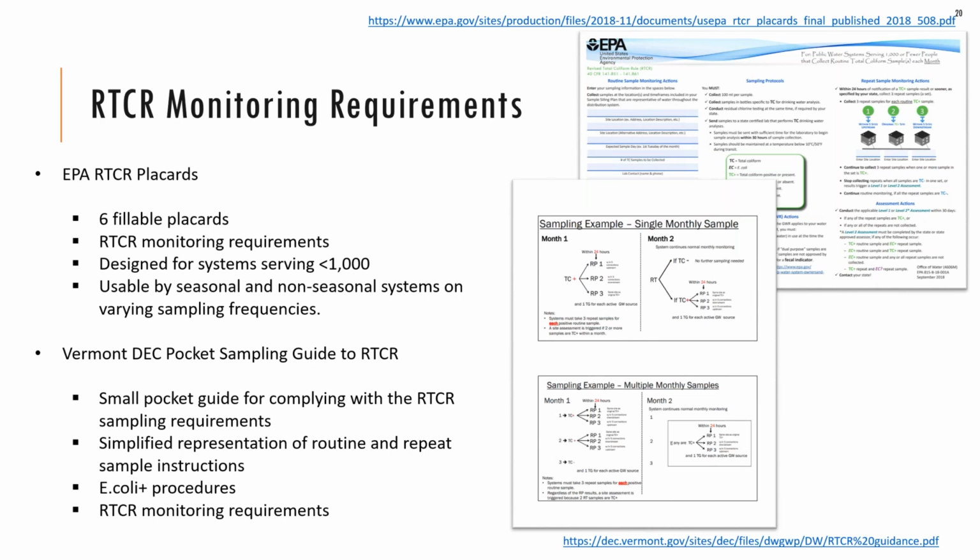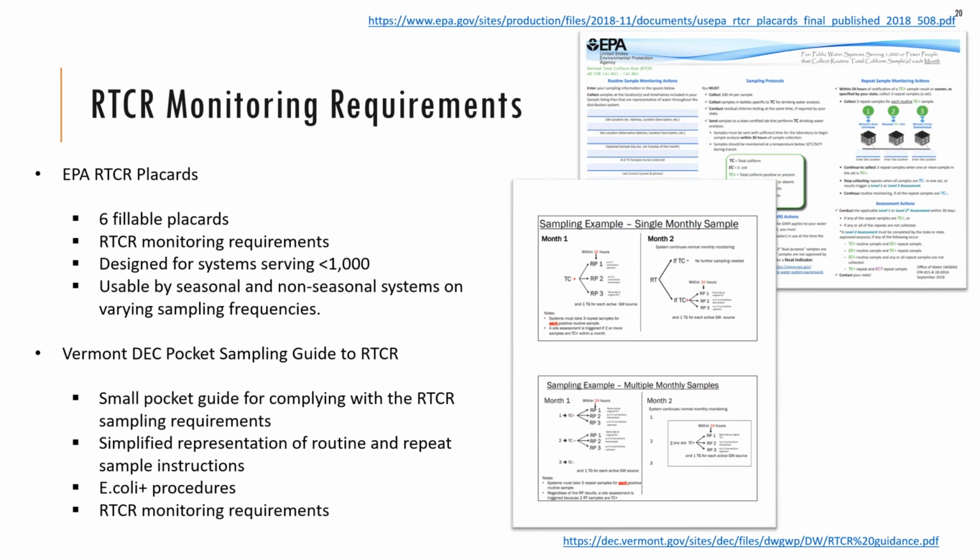3 placards are applicable to non-seasonal systems collecting routine samples monthly, quarterly, or annually. 2 are for seasonal water systems collecting routine samples monthly or quarterly, and 1 is for when public water systems trigger a level 1 or 2 assessment. These can help operators react immediately to total coliform positive or E. coli positive water samples and quickly take appropriate actions, as long as you have these printed out and somewhere visible within your treatment system.